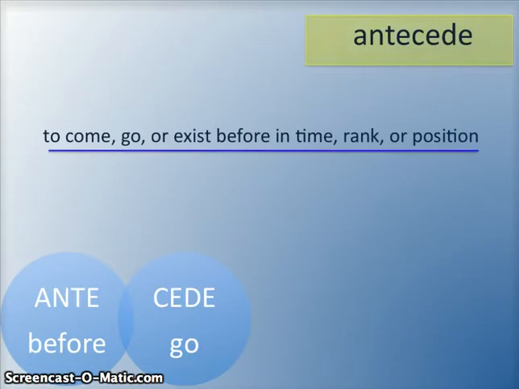Our first word is antecede. It means to come, go, or exist before in time, rank, or position. And it does have the roots ante meaning before and seed meaning to go in it. So let's take a look at what this might look like.